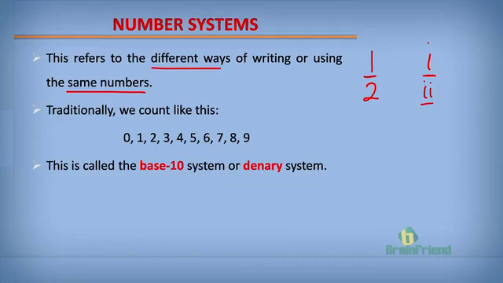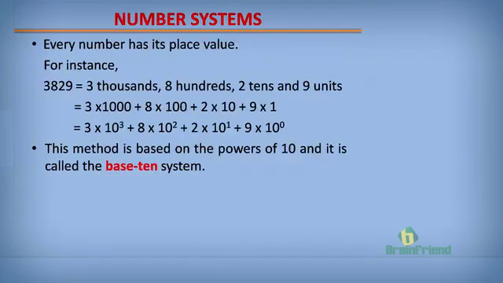Now, traditionally, we count like this: 0, 1, 2, 3, 4, 5, 6, 7, 8, 9. And then we go back to 10 and continue on to 11, 12, and so on. So this is called the base 10 system or the denary system. Now, every number has its place value.